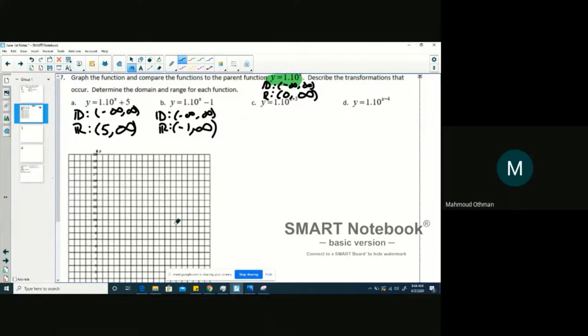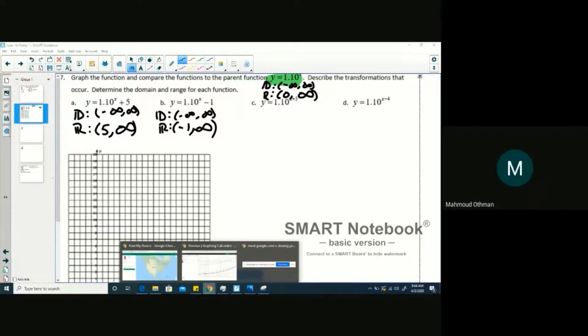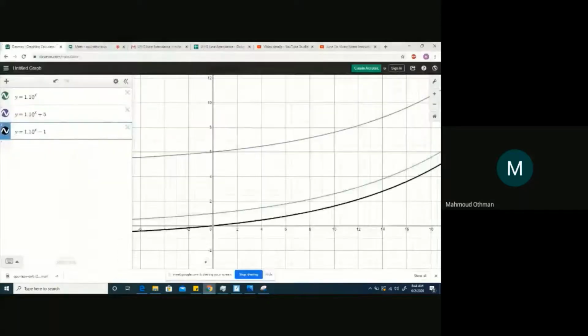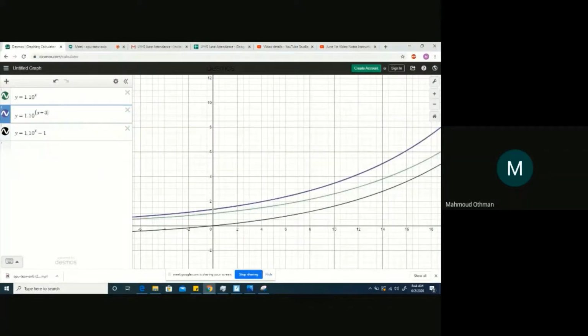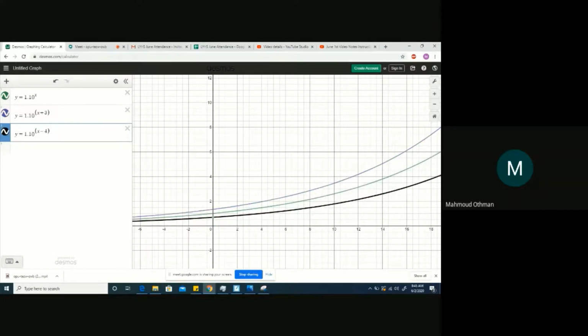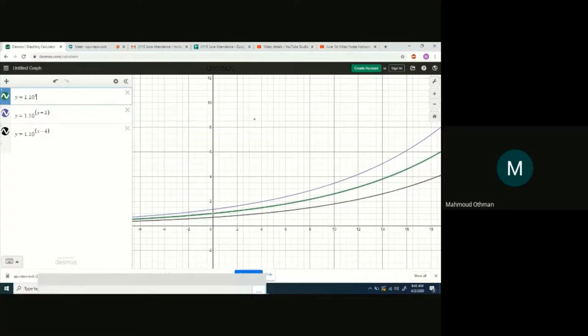Let's take a look at my other functions. So I have 1.1 to the x plus 3 and 1.1 to the x minus 4. So let's take a look at our parent function, this one in green. Now let's take a look at the plus 3.